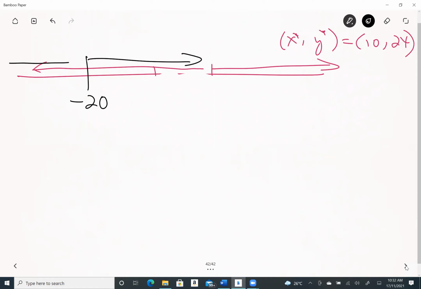Negative infinity to 20. Okay, so that is the importance of the critical point. All right, okay, that's number 1. Number 2, let's say we have 2 critical points.